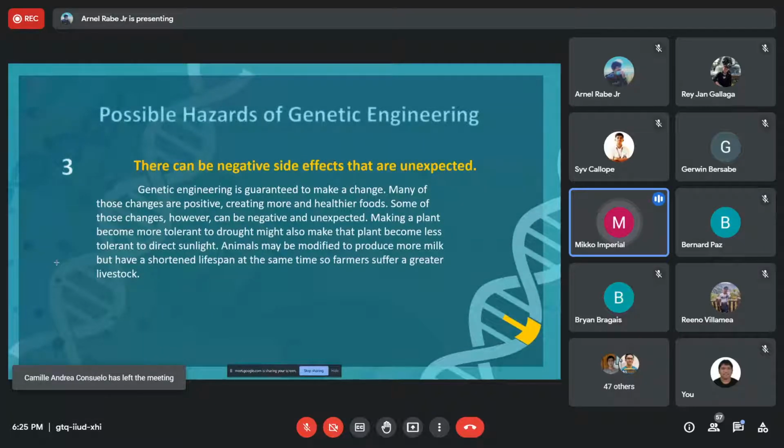Genetic engineering is guaranteed to make a change. Many of those changes are positive, creating more and healthier foods. But on the other hand, some of those changes can be negative and unexpected. Making a plant become more tolerant to drought might also make that plant become less tolerant to direct sunlight. Animals may be modified to produce more milk but have a shortened lifespan at the same time, so farmers suffer a greater livestock loss.